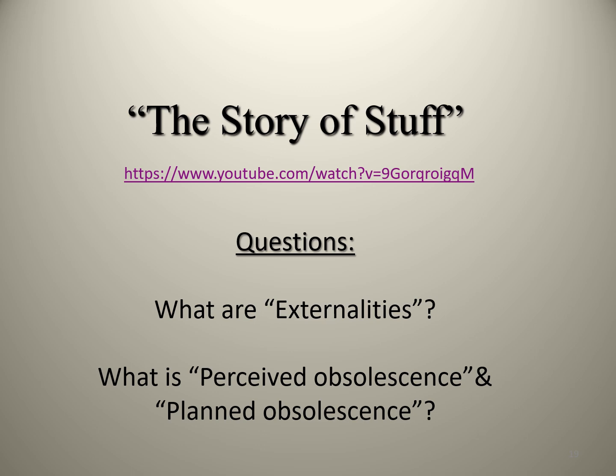And while you're watching it, a couple of questions to keep in mind. What are externalities? You should take some notes. What are they? Jot down some examples even. And also, what is perceived obsolescence and planned obsolescence? These are two key strategies used by companies and marketers to keep us consuming, to keep us buying stuff, to keep those profit margins up.